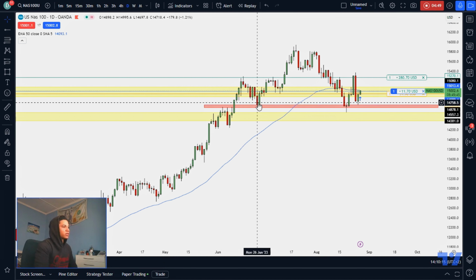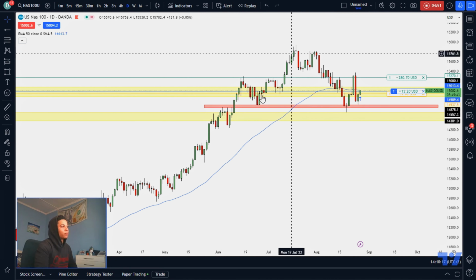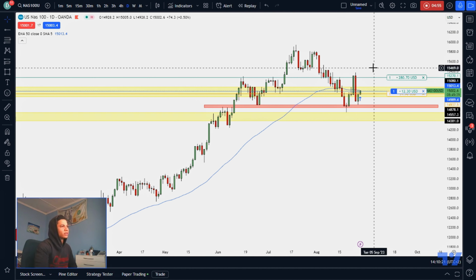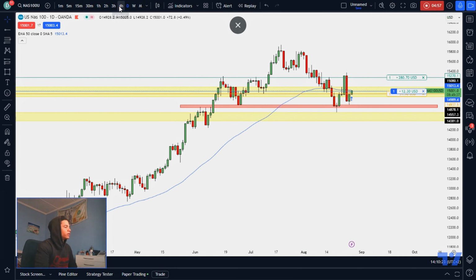As you can see, this was an area of support. It pushed price all the way up here, so I do see price moving all the way back up on the daily. That's why I also entered.